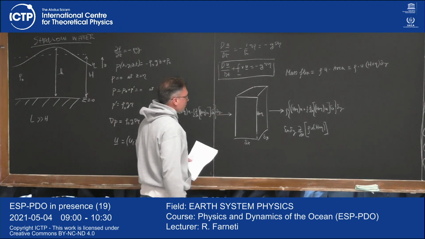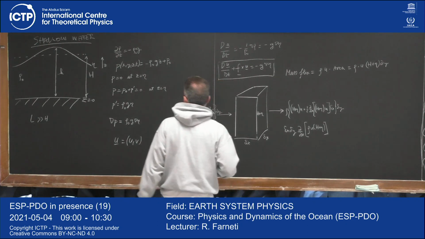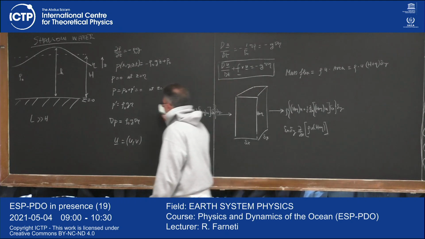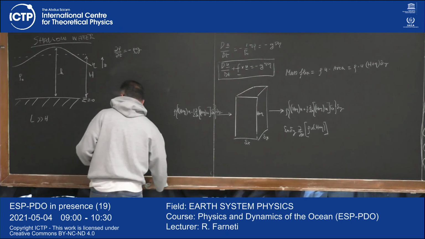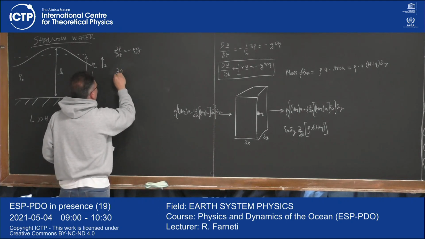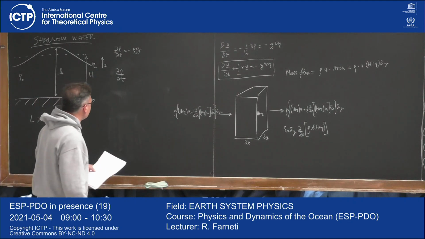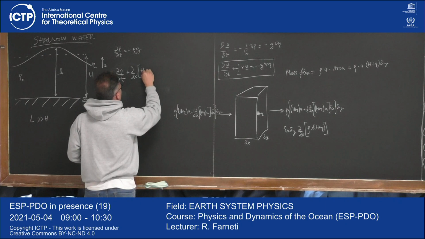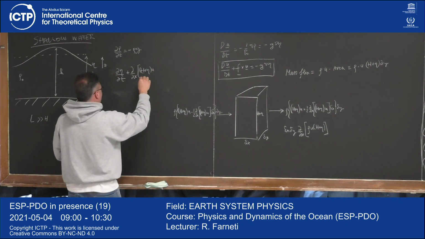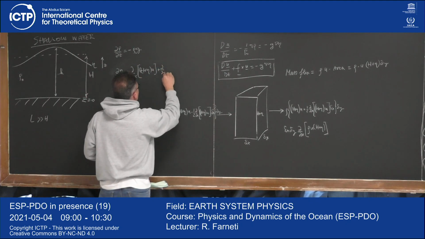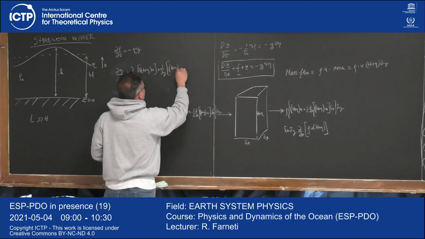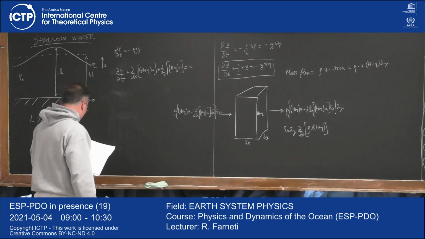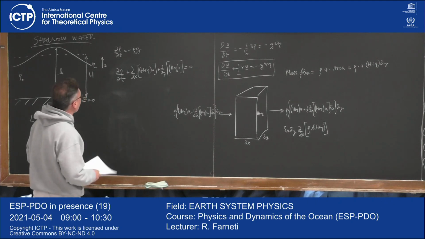And if you consider the other three faces, the total net rate of change, as we did in GFD, is going to be d by dt of eta, the total height of the fluid, plus the flux divergences, equal to 0.